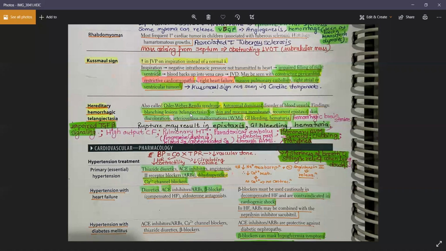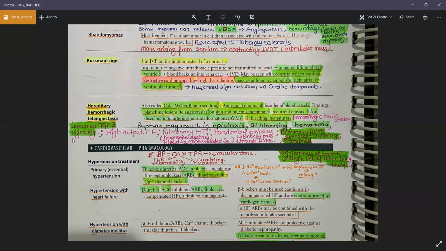If the AV malformations occur in the nose, it can lead to epistaxis, which is nose bleeding. It can have skin discoloration. In the GI tract, if they get the AV malformations, you will have GI bleeding, sometimes bloody diarrhea. You will have hematuria if the AV malformations occur in the kidneys. And please remember that this is happening because of impaired TGF beta signaling.